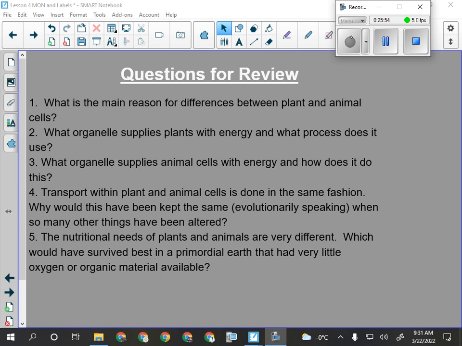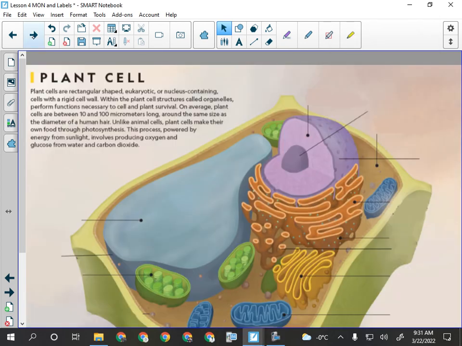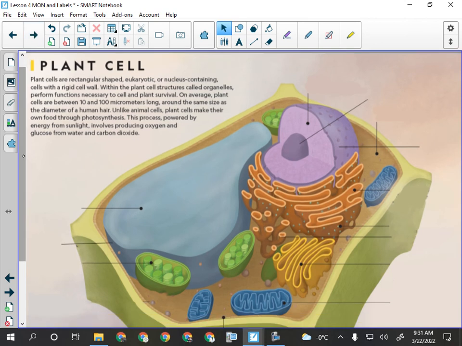Okay, take out your cell diagrams, and we'll start with the plant cell. A term that's on your diagram that's going to come up over and over again in this unit is eukaryotic. All the cells that we're going to look at are eukaryotic. That means they have a nucleus and other membrane-enclosed organelles. That'd be all the parts of the cell we're about to label. That's what it means to be eukaryotic.